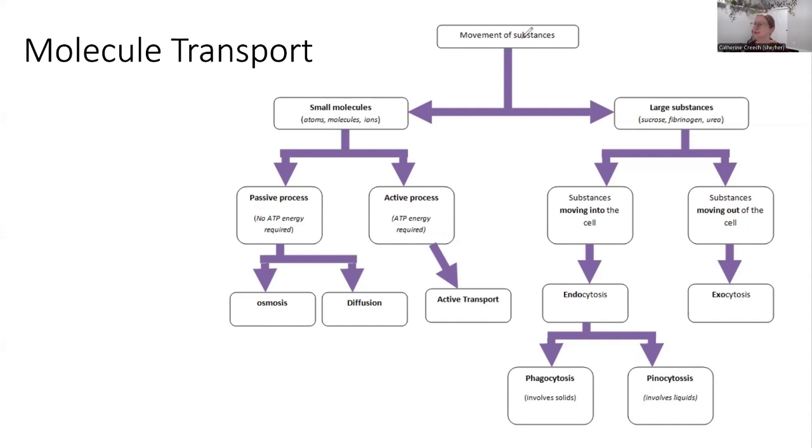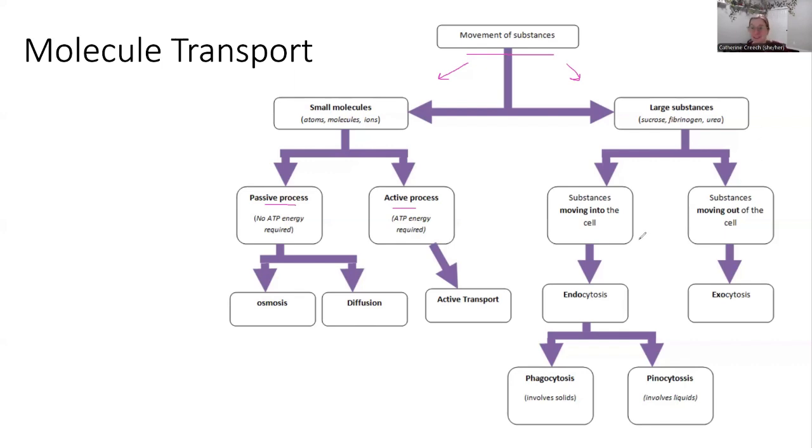On this flow chart, we can start with the idea of movement of substances, and we can break it down into two groups. Are you moving something small, or are you moving something large? If you're moving something small, is it something that is not going to require energy? That would be called passive. So passive transport, no energy required. Or is it something that will require energy? That's active transport. Now you might be like, wait, don't those apply to large substances?